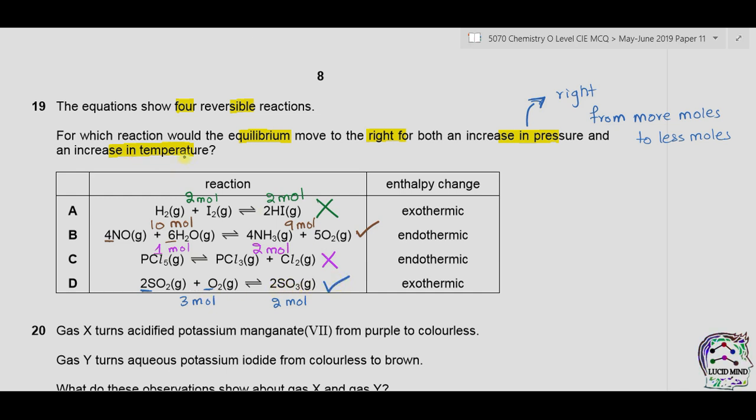Now the second thing is the increase in temperature. For temperature, you should remember that temperature affects exothermic and endothermic reactions in a different way. If the reaction is exothermic, then increase in temperature will move the equilibrium to the left side. While for an endothermic reaction, increase in temperature will make the equilibrium move to the right.